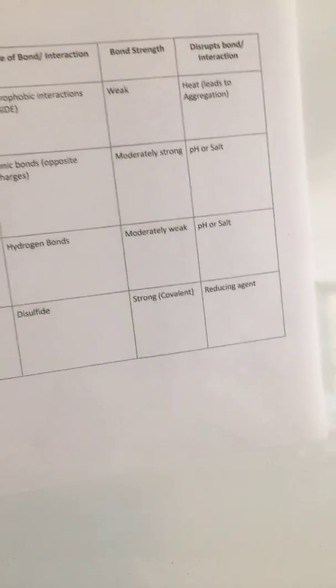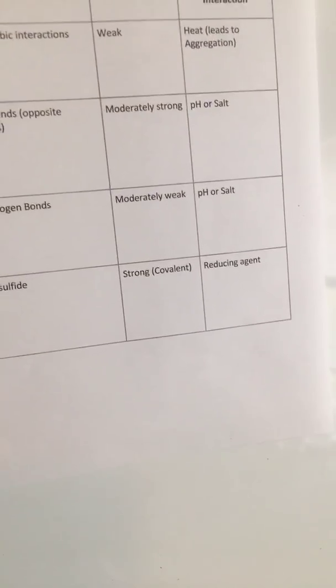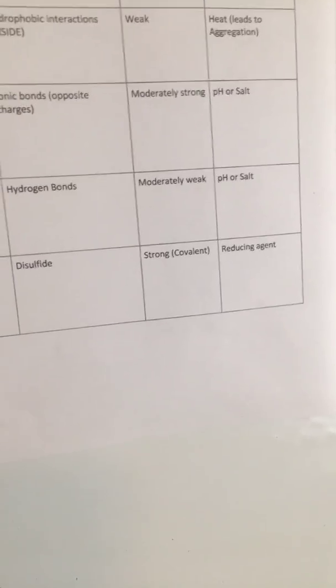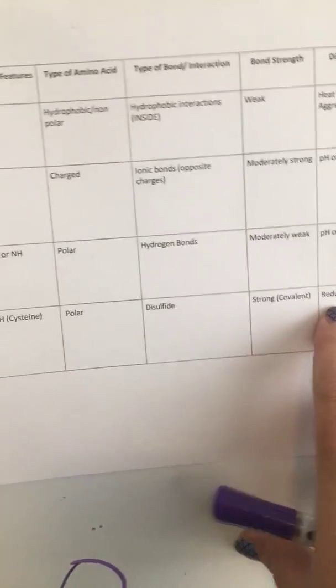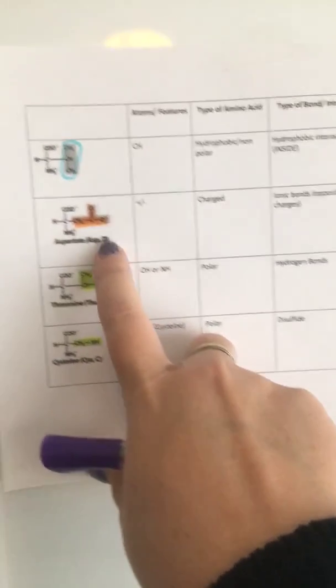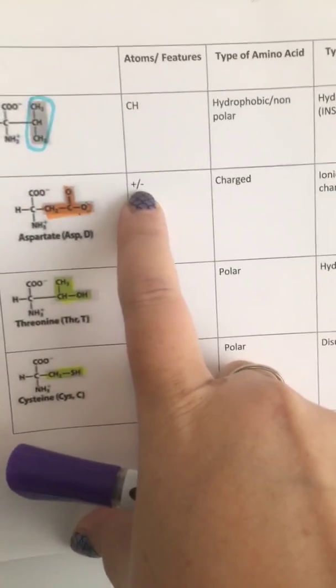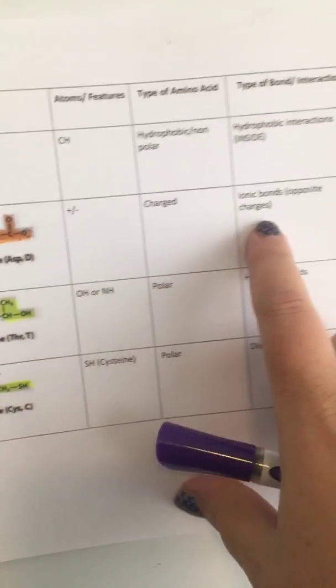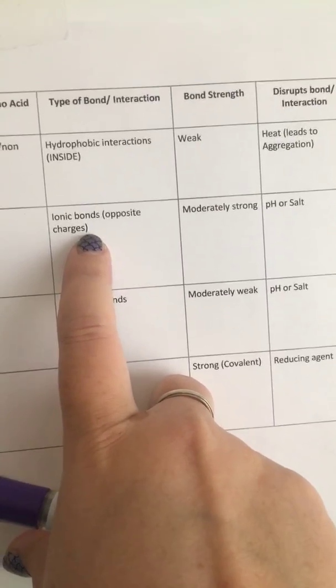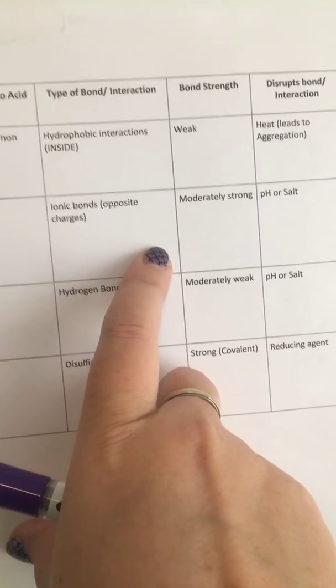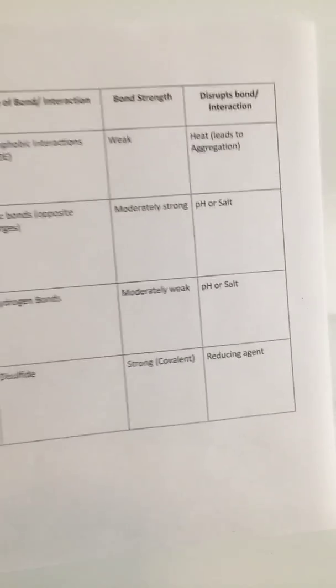And so to break that, you're going to have the addition of a reducing agent. So if you see a question that says, somebody got a hold of bleach or you're using beta-mercaptoethanol, whatever, a reducing agent, it's going to be referring to breaking this disulfide bond. Okay, and then that leaves us with our charged amino acids. Again, they're going to say charged, that they have a plus or minus sign. These have ionic bonds, and opposites attract, so a plus is going to bind with a minus, okay? These are moderately strong, and again, pH or salt is going to break them.